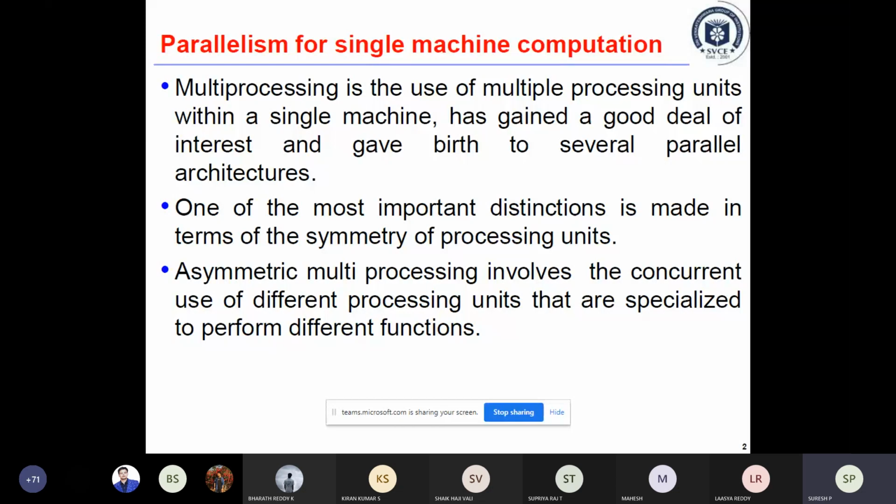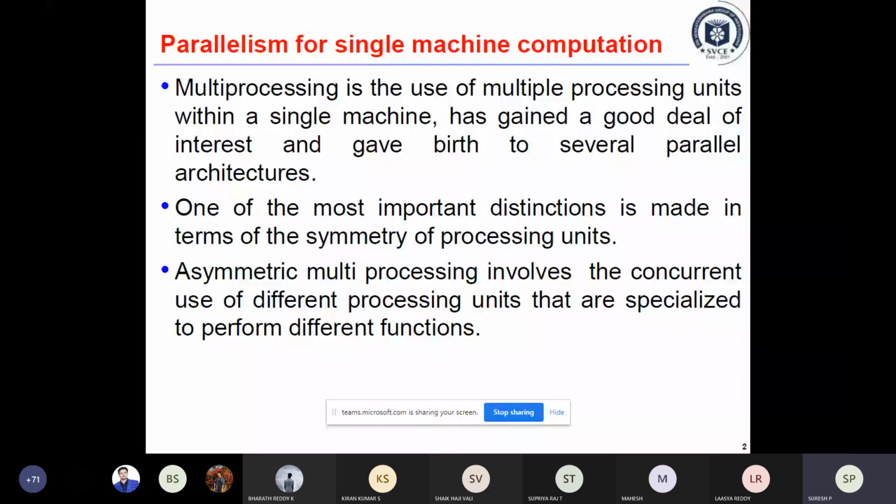Once multiprocessing existed, which is the use of multiple processing units within a single machine, it gained interest and gave birth to several parallel architectures. The parallel architecture is classified into 4 types according to Flynn's taxonomy: single instruction single data, single instruction multiple data, multiple instruction single data, and multiple instruction multiple data. That is not part of your syllabus, but you should have knowledge of it. If you are going for IS studies, these are things you should know.